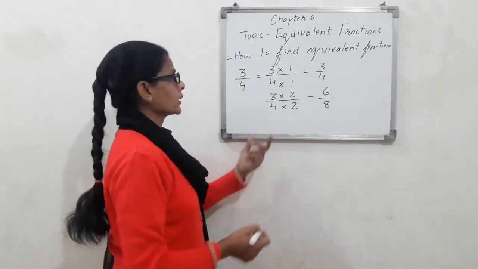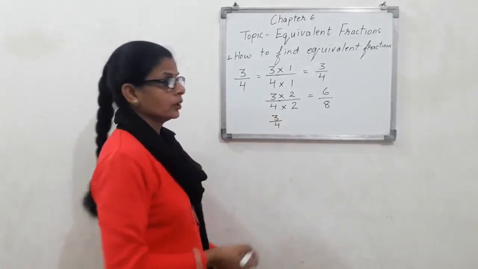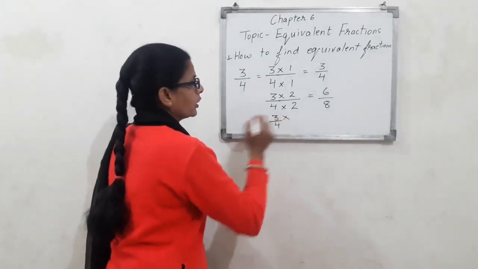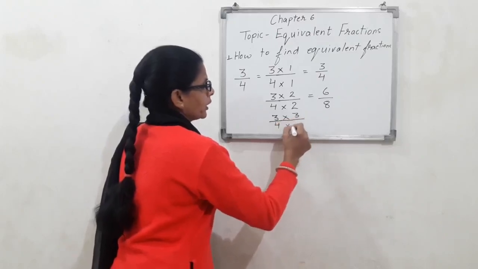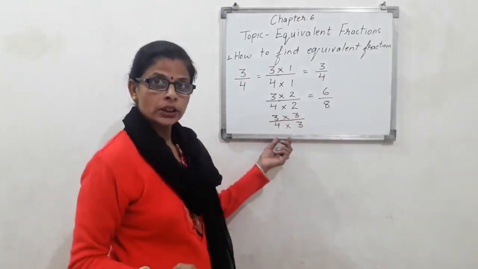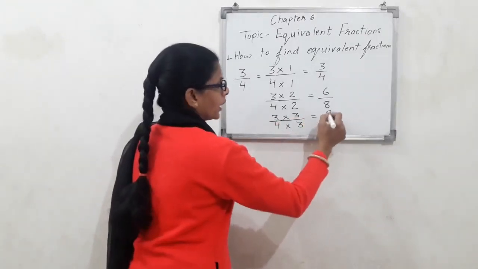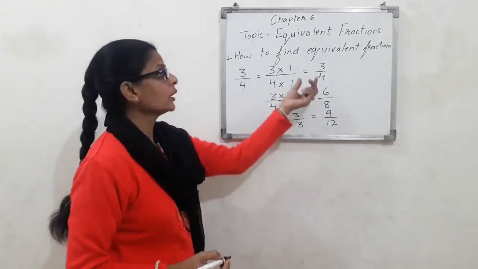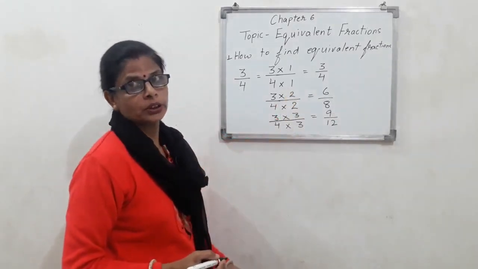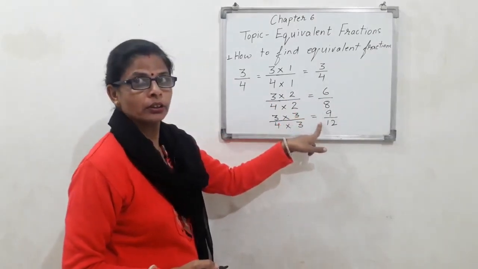Next, 3 upon 4. The third equivalent fraction, how will we get it? We have to multiply both numerator and denominator by 3. So what will be the next equivalent fraction? 3 3s are 9 and 4 3s are 12. So they are equivalent to each other: 3 upon 4, 6 upon 8 and 9 upon 12.